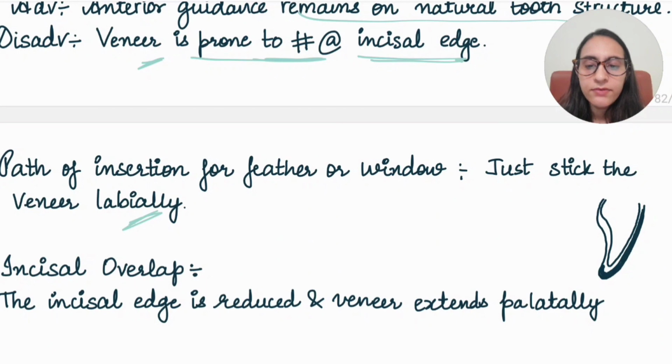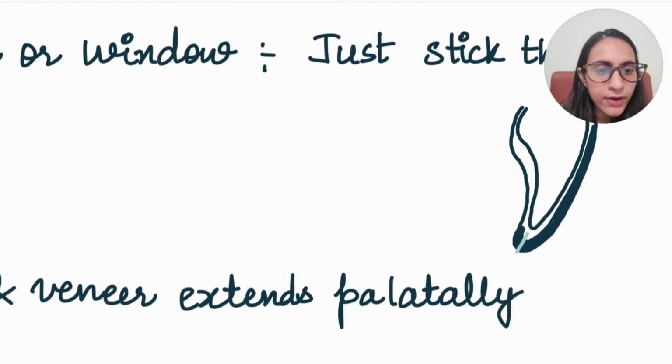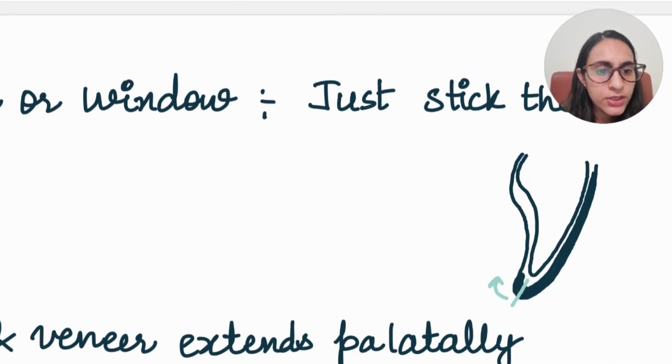Then coming to the next design, which is incisal overlap. As the name suggests, incisal overlap means the incisal edge is also reduced, and we are placing the incisal edge in the veneer. So the incisal edge is reduced and the veneer extends palatally, with the finish line cervically, and there is a finish line palatally also. So there are two finish lines, one palatally, another one cervically or facially.